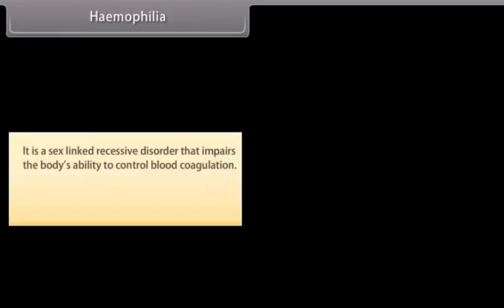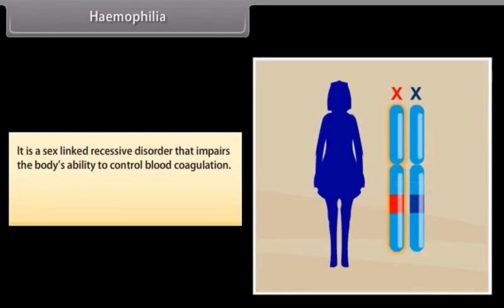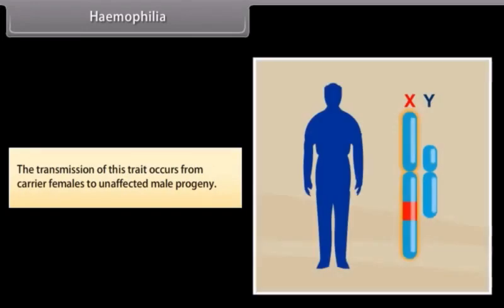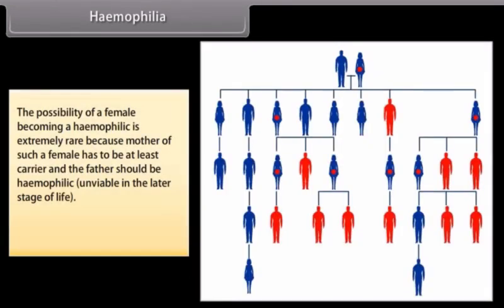Hemophilia. It is a sex-linked recessive disorder that impairs the body's ability to control blood coagulation. It is caused due to the deficiency of certain clotting factors. The transmission of this trait occurs from carrier females to unaffected male progeny. The possibility of a female becoming hemophilic is extremely rare because the mother of such a female has to be at least a carrier and the father should be hemophilic, which is unviable in the later stage of life. The following chart shows the transmission of hemophilia.